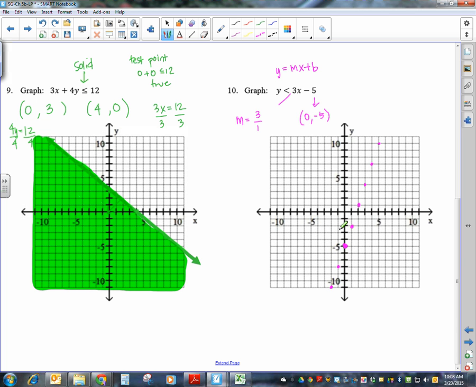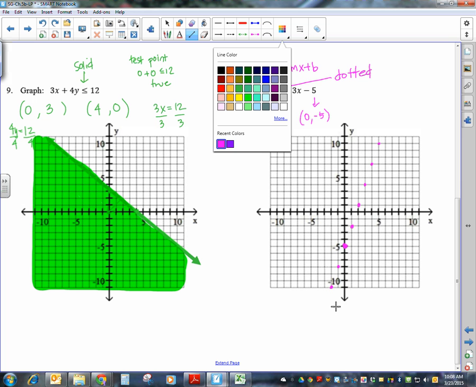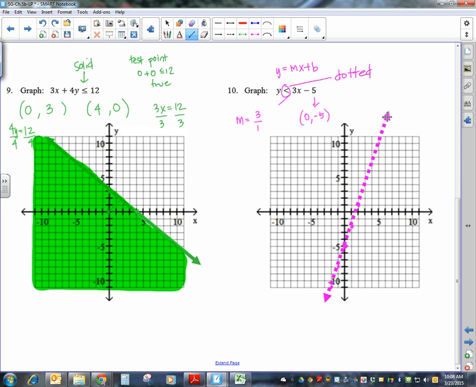The other thing we have to do is look at this and decide whether our line is solid or dotted. It is dotted because this is just a less than. It is not equal to. So when I connect these, I'm going to make it dotted.